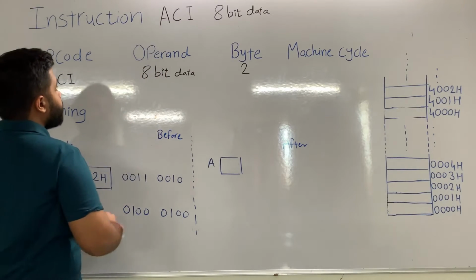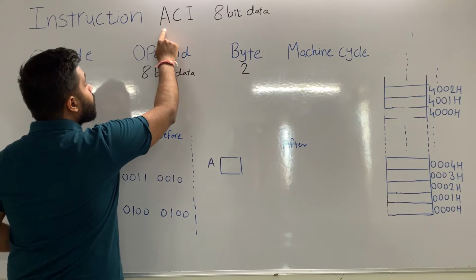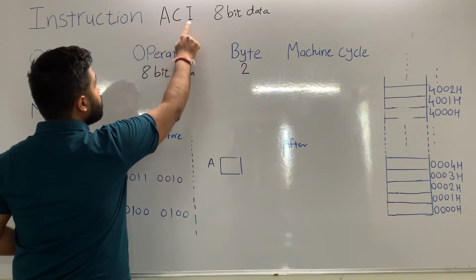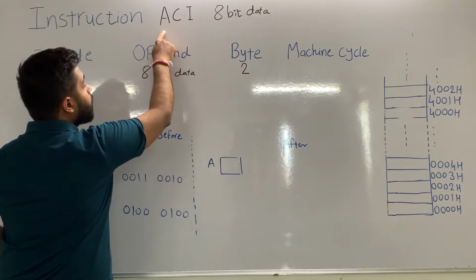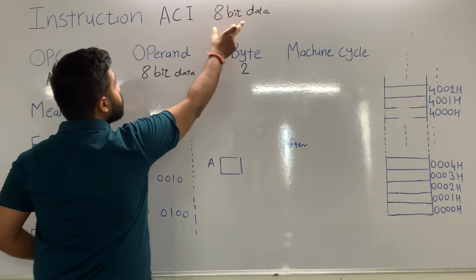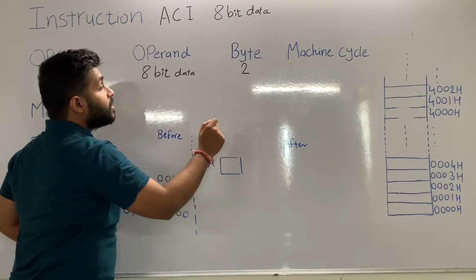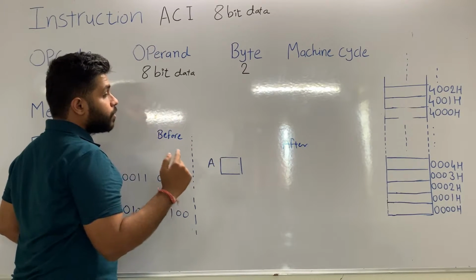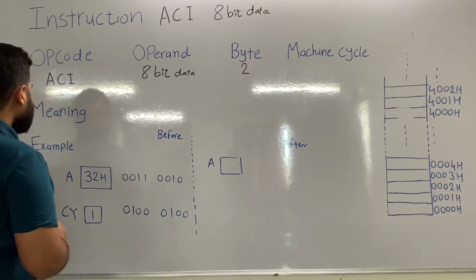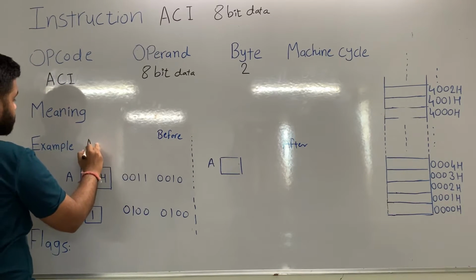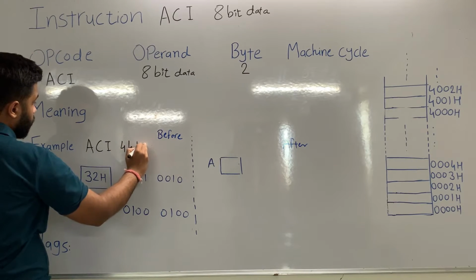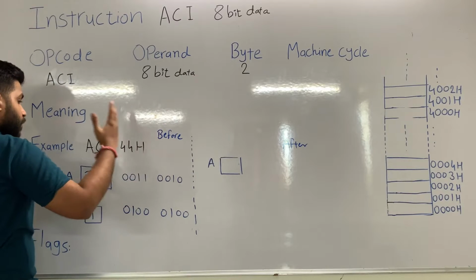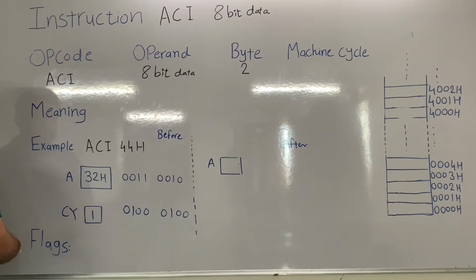What is the meaning of this instruction? ACI 8-bit data. Add 8-bit data immediate with the content of accumulator with carry, and the answer will be stored in the accumulator. So let's see one example. Suppose the example is ACI 44H. Before the execution, you can see that the content of accumulator is 32H.